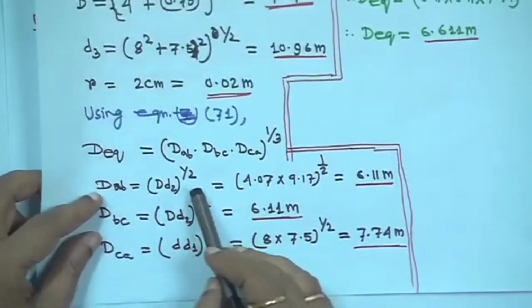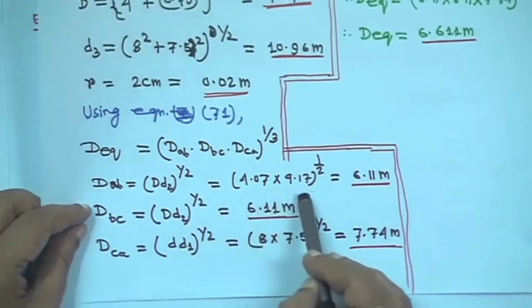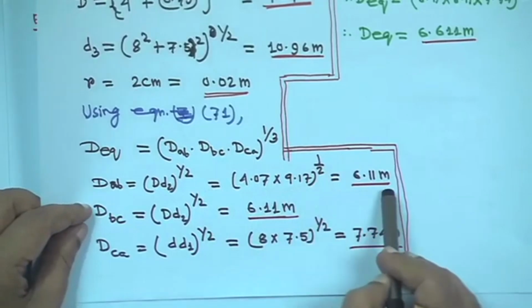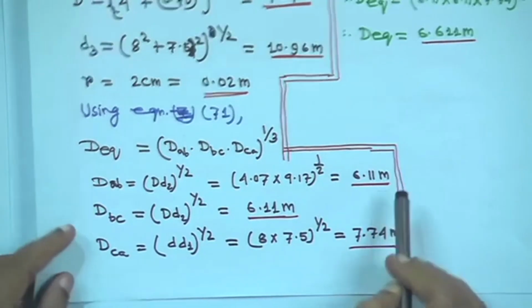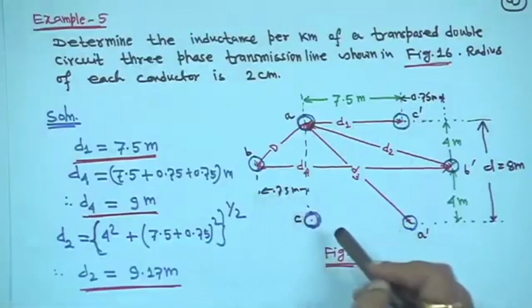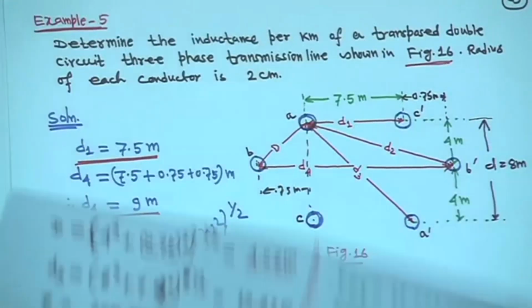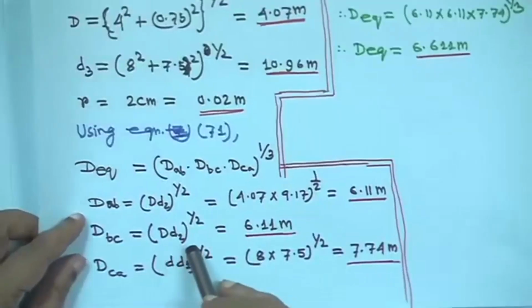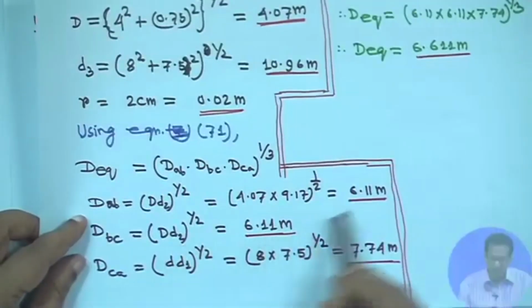So, that is why D_AB = (D D2)^(1/2) = (4.07 × 9.17)^(1/2) = 6.11 meter. Similarly, from the symmetry of AB, B to C is also the same. So D_BC is also (D D2)^(1/2) = 6.11 meter.